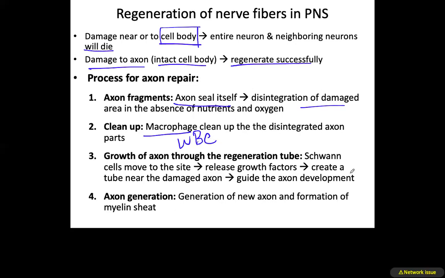Now, the Schwann cells, which are the cells that were responsible for creating the myelin sheath in your peripheral nervous system, come in and localize within the site of the damage, and they start to release what we identify as growth factors. These growth factors are creating what we identify as a tube near the region where the axon is damaged, and that new tube created by Schwann cells and the growth factors allows the axon to be fully developed. And after the axon is generated, you wrap it with the Schwann cells and form your myelin sheath.